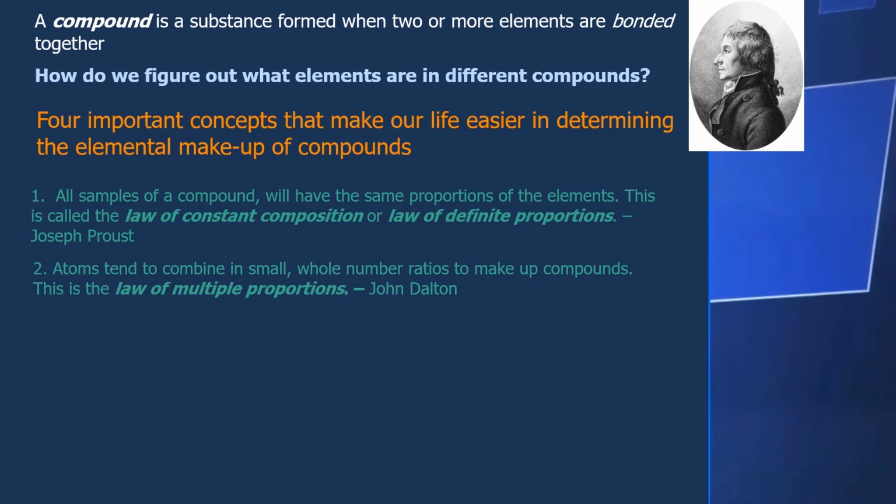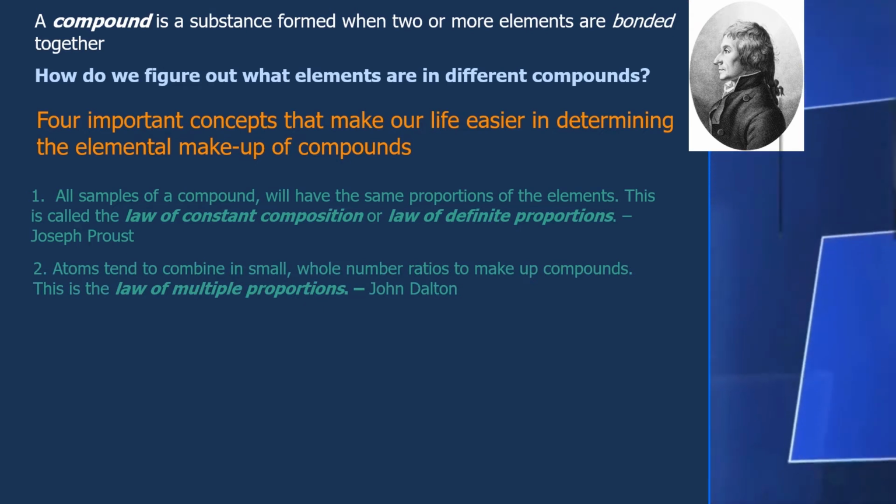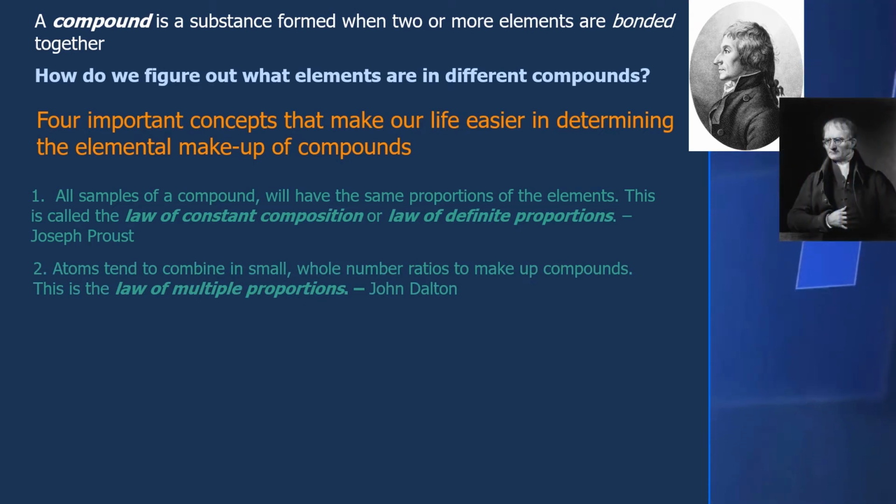2. In Dalton's atomic law, John Dalton stated that atoms tend to combine in small whole number ratios of one another to make up compounds, and we call this law the law of multiple proportions. Again, there are interesting exceptions to this rule, but a bit beyond us at present.